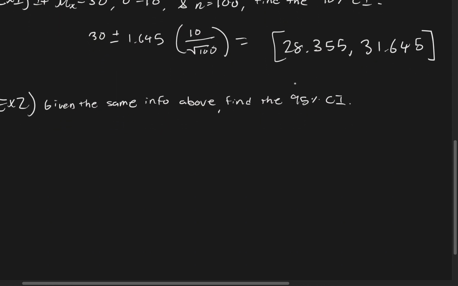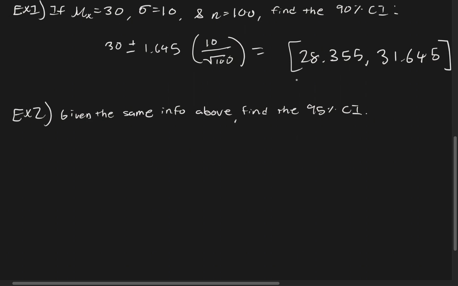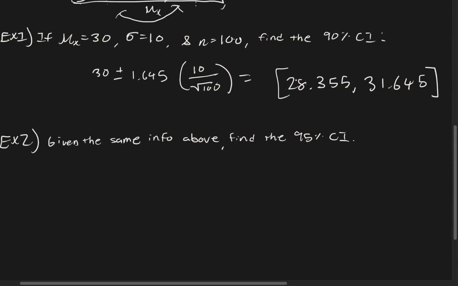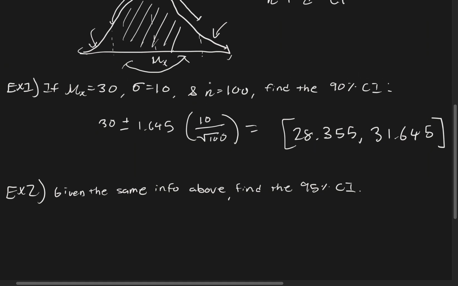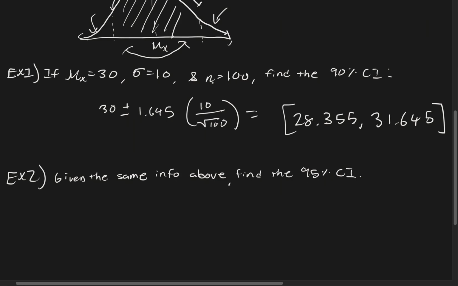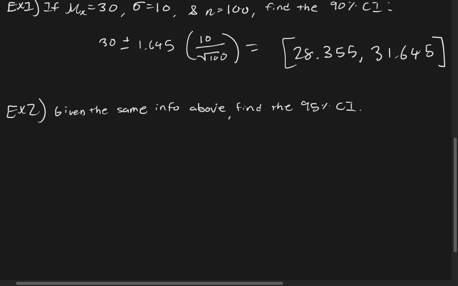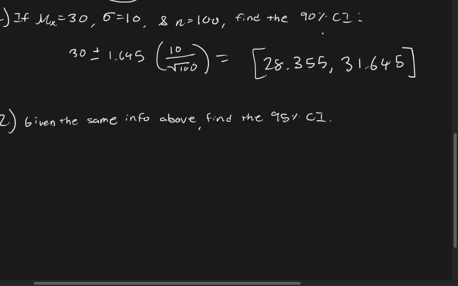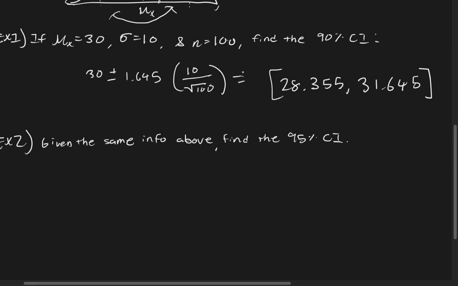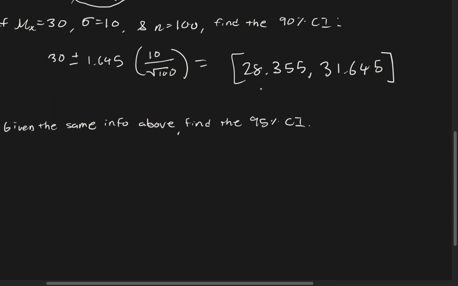And then, just looking at it, it doesn't seem like a far off range, which makes sense because we have a large sample size. Our standard deviation isn't that large. I guess there's nothing else to base it off. But let's do the second example. Again, just to interpret this, we're 90% confident that given these statistics, a random variable will fall within this interval range, 28.355 being the lowest and 31.645 being the highest.